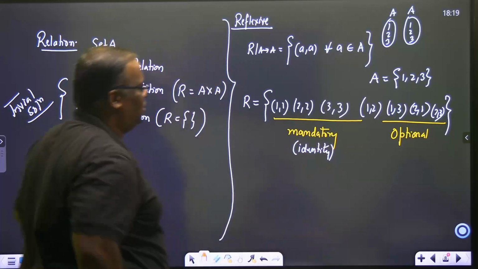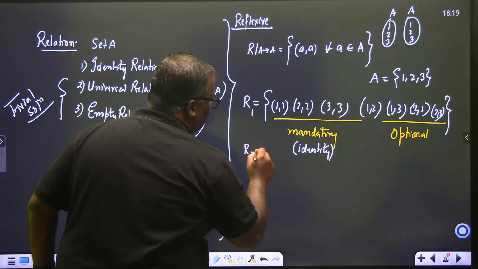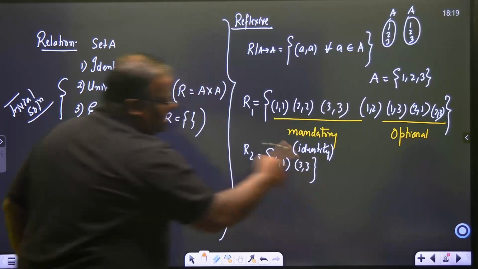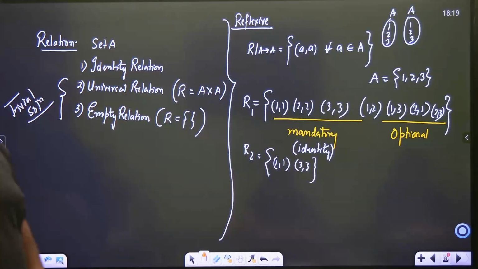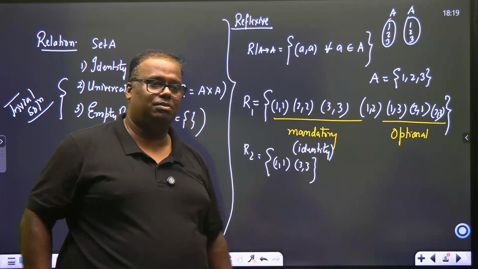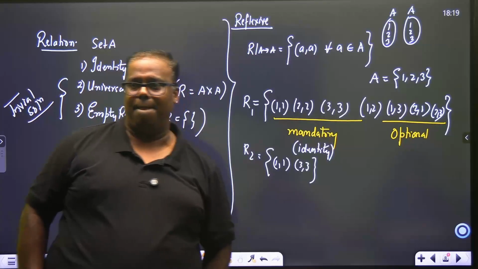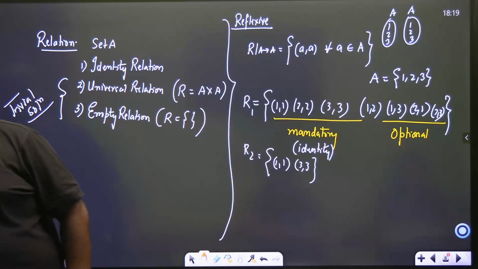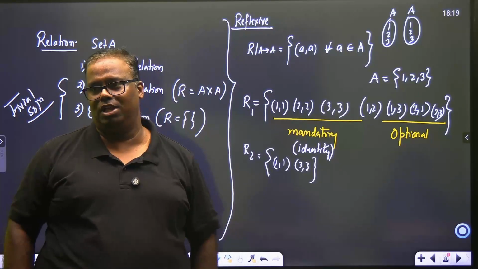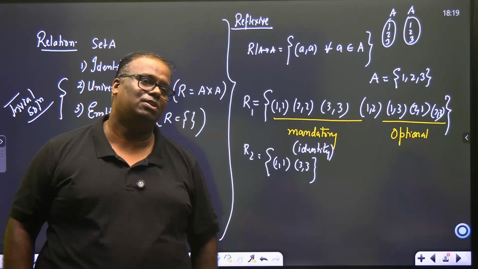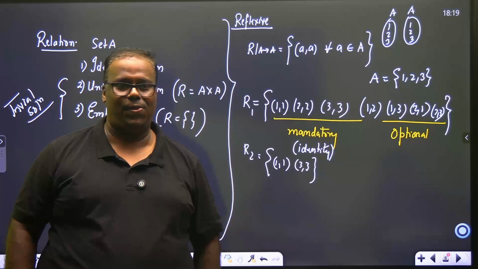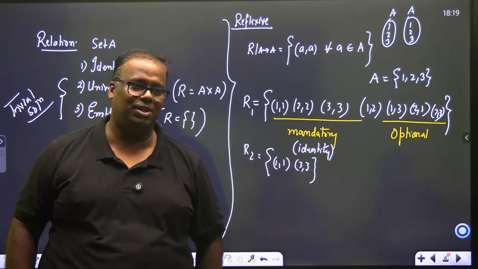Let's take one more relation. Let's see, R2 is {(1,1), (3,3)}. Is this reflexive? No. Why no? The mandatory doublets are missing. Where are the doublets? For every a belonging to A they should be there. Is this reflexive? No. Is this identity? No. Are you understanding now?